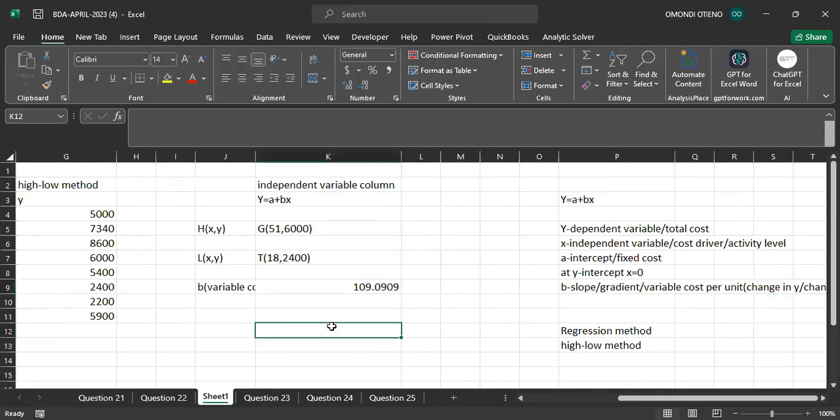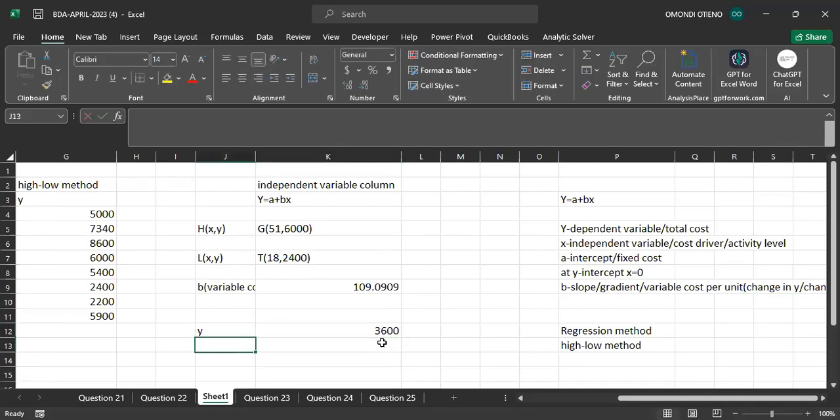So change in Y, we are talking about the first value of Y, the highest value, which is 6,000, right? Minus the lowest value of Y, which is 2,400. So what is the change between 6,000 and 2,400? The difference is 3,600, right? So that is the change in Y.